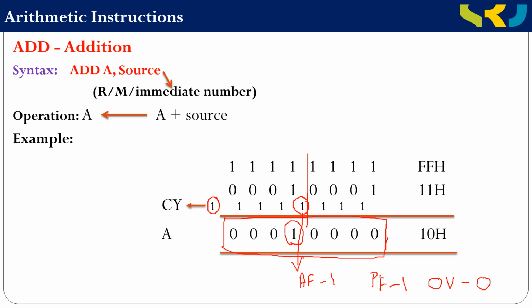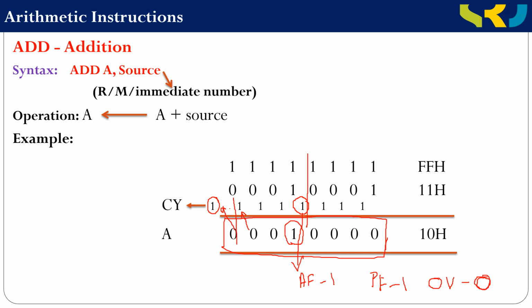Why? Because here a carry results from the 7th bit to the MSB, and there is a carry resulting from the MSB to the carry. But the overflow flag will be set to 1 only if any one of these two conditions is satisfied. But here in this case, both the conditions are satisfied. That means it is equal to 0.